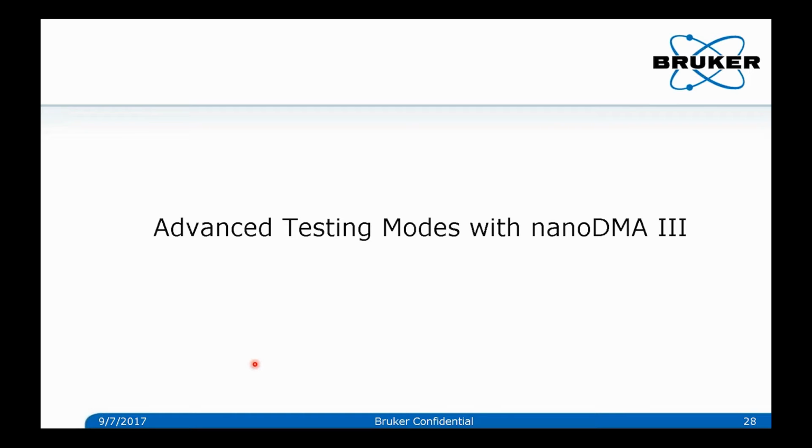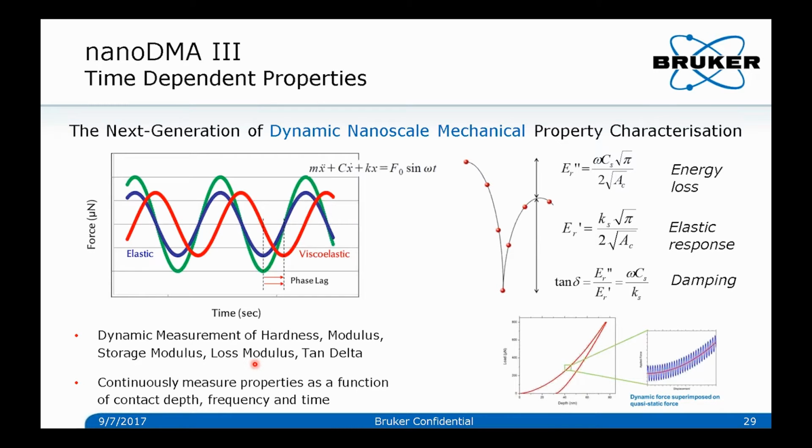So I'll finish by talking about the nanoDMA 3 mode, which is our option for dynamic testing. The way that it works is we apply an oscillating force on top of the normal standard indentation force. You have quasi-static or DC force, and then we're superimposing an AC signal on top of that, where we're controlling the load amplitude. And what we measure is the displacement amplitude and the phase.